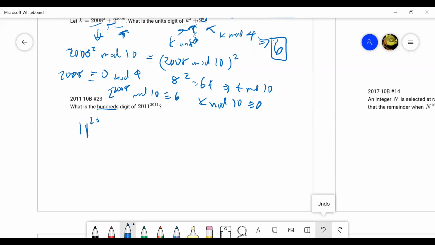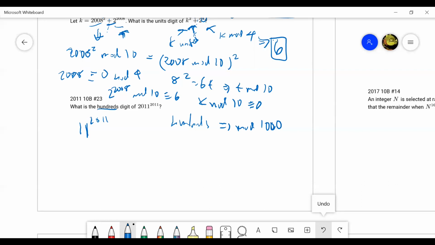And this is because 2000 is divisible by 1000. So since finding the hundredths digit, or the last digits, can be found using mod 1000, you're essentially taking this entire product mod 1000, and you can do it for each individual 2011. So that just changes everything to 11. All right, so that's the first step.